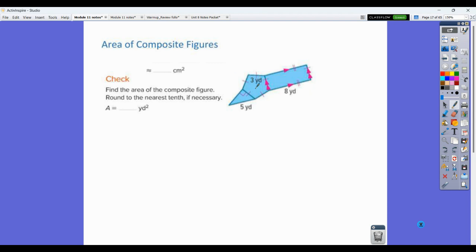This one here is broken down for us. So we already see the 3 different figures that are happening there, and we're going to find them all separately and just add them together later on. So I'm going to start with the triangle.